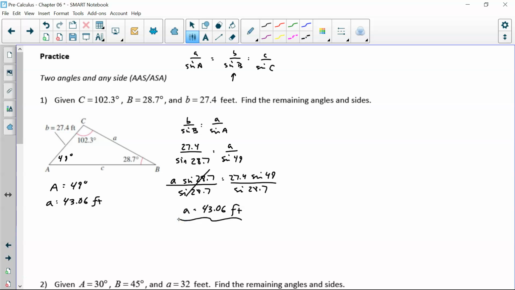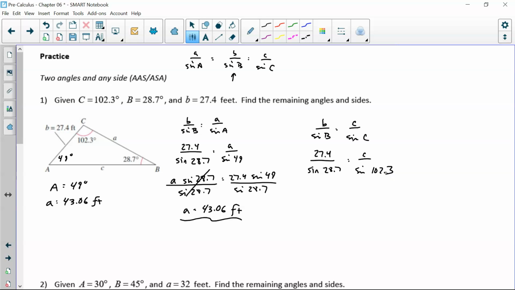And now we'll find side C. So once again, B over the sine of B equals, now I'm going to use C over the sine of angle C. 27.4 over the sine of 28.7 equals, now side C we don't know, over the sine of 102.3.